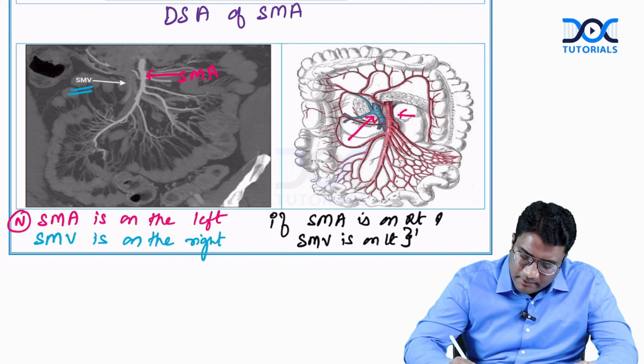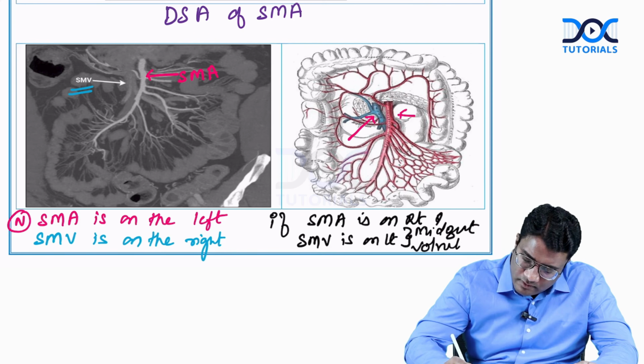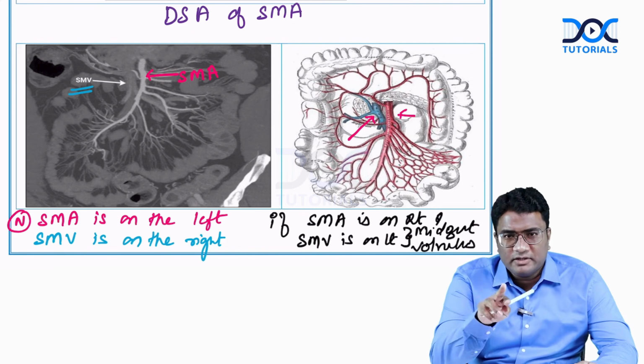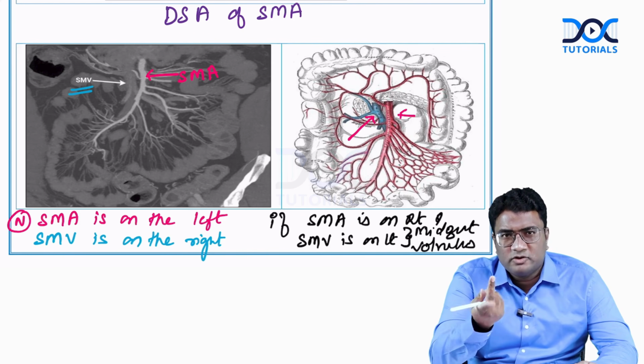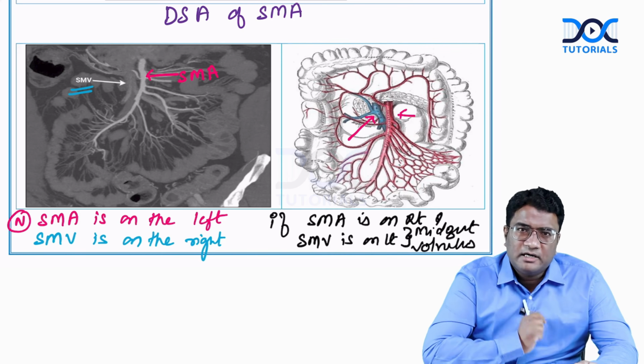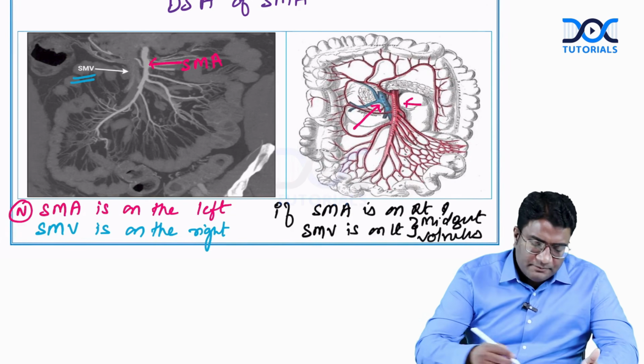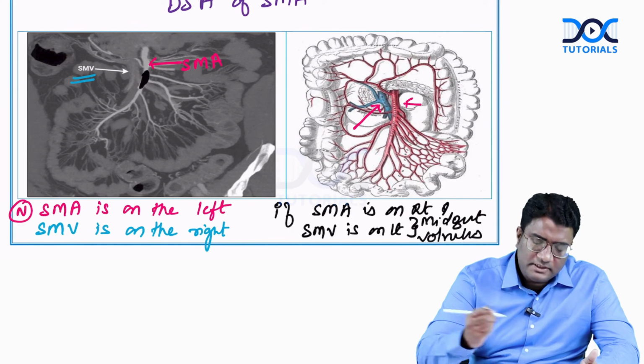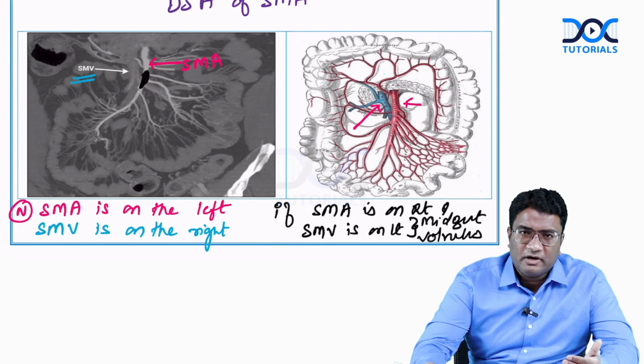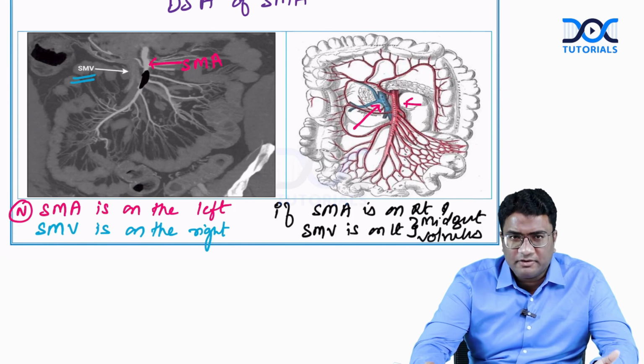This indicates midgut volvulus. You are seeing the twisting of the vessels, right? There is a whirlpooling of the bowel loops across the superior mesenteric vessels. This is midgut volvulus. And sometimes you may see a thrombus inside the mesenteric artery, a filling defect inside the superior mesenteric artery, causing acute mesenteric ischemia.